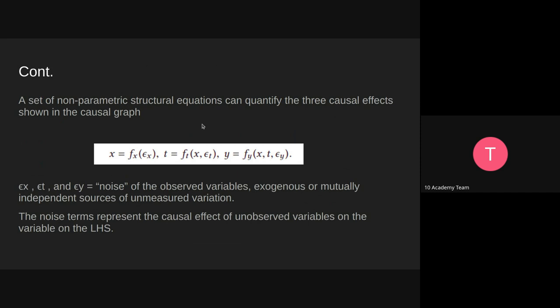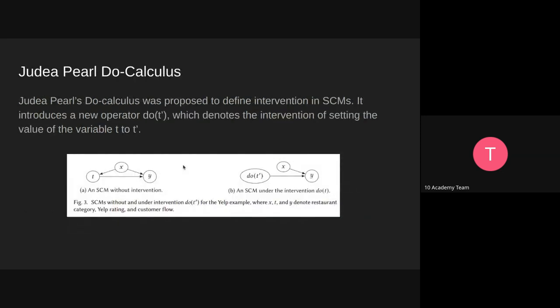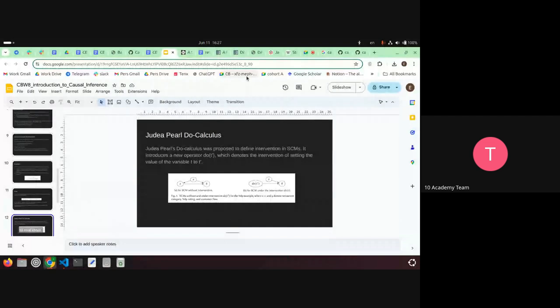We didn't go into the details about this, but structural equations could be linear. You can assume, as an assumption, that the relationship between the cause and outcome is a linear relationship. There is another way, attributed to Judea Pearl, which is non-parametric structural equations, where the relationship is not linear. It's just a function. I'm mentioning linear and non-linear because I'm going to talk about it a bit later when we talk about the causal library.